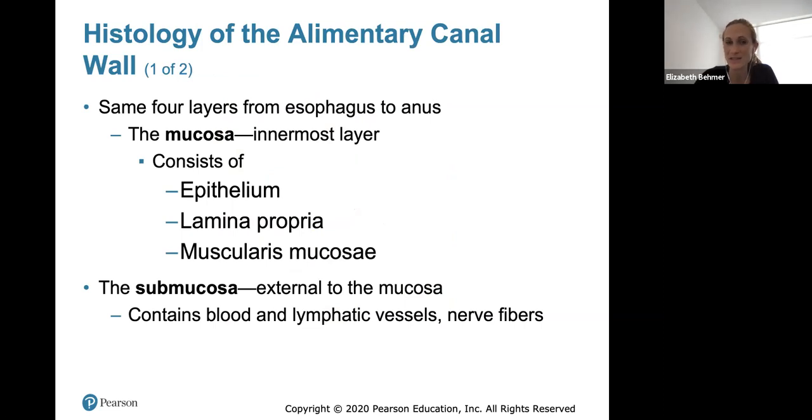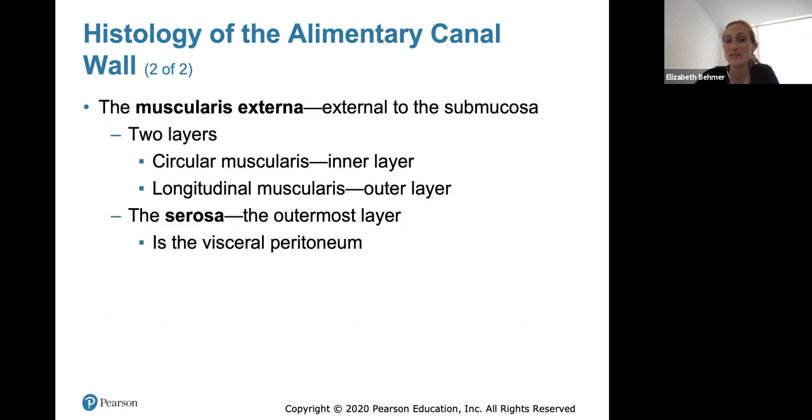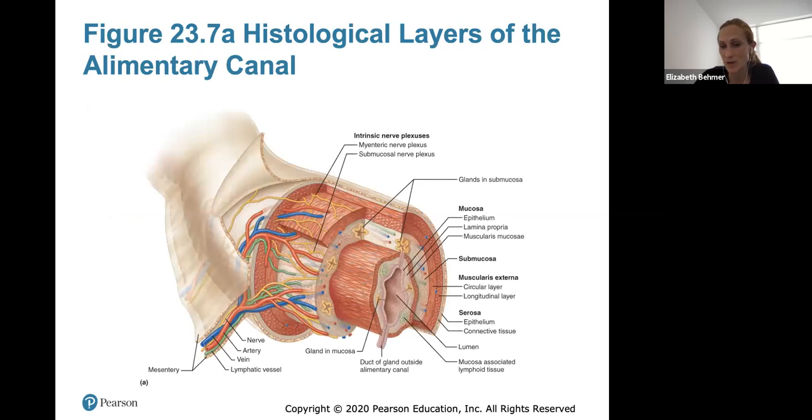The histology of the alimentary canal wall: you have the same 4 layers present in the alimentary canal from the esophagus to the anus, although the thickness of those layers might change a little bit. You should know these layers in order from internal to external or external to internal. Starting in the innermost layer, we have the mucosa layer, then the submucosa layer, which will have all your blood, lymphatic vessels, and nerve fibers. Then we have the muscularis externa layer, which has 2 layers of muscle tissue. And then we have the serosa layer, which is the visceral peritoneum. And you can see these 4 layers shown here.